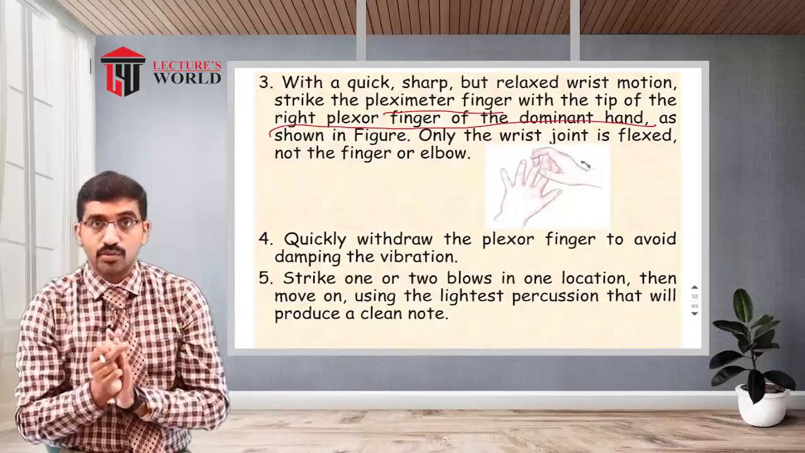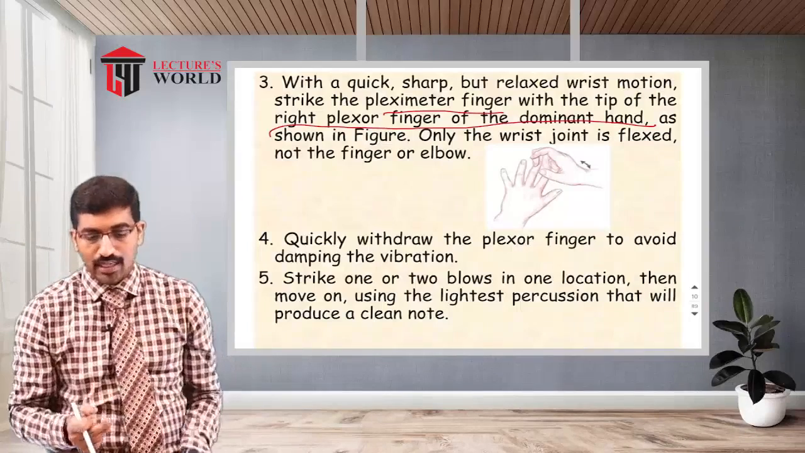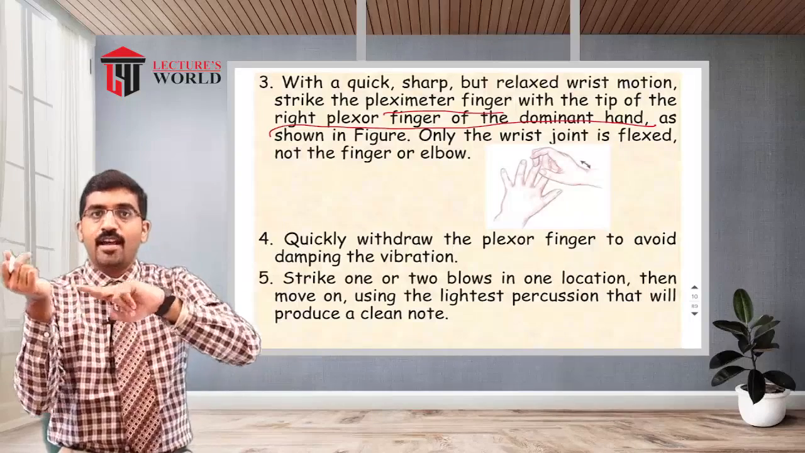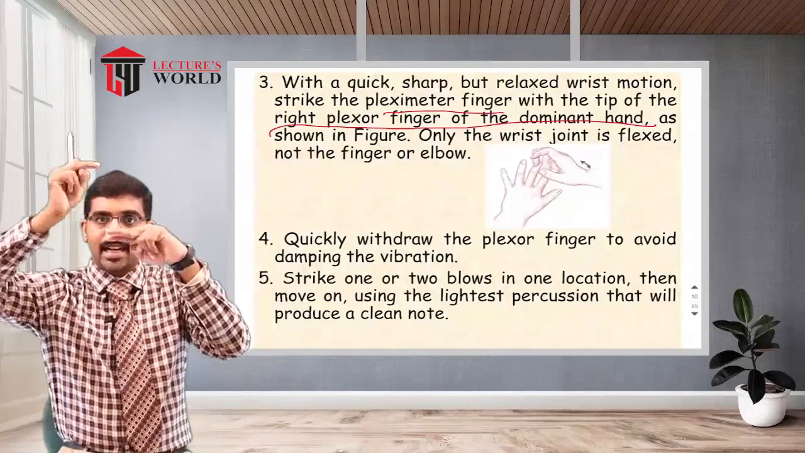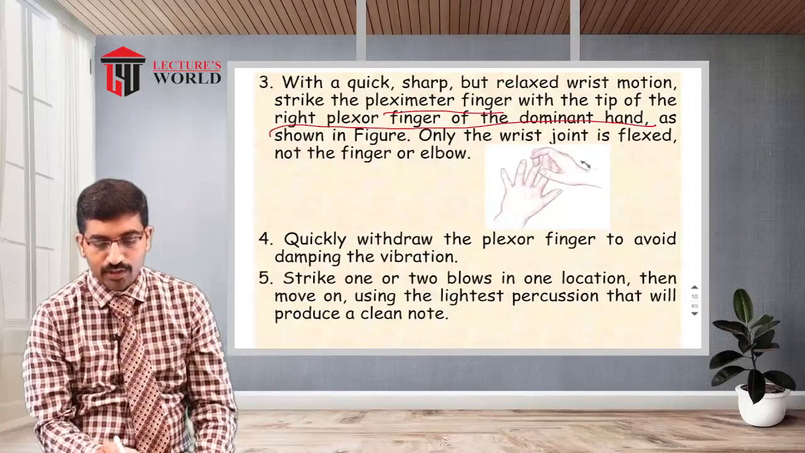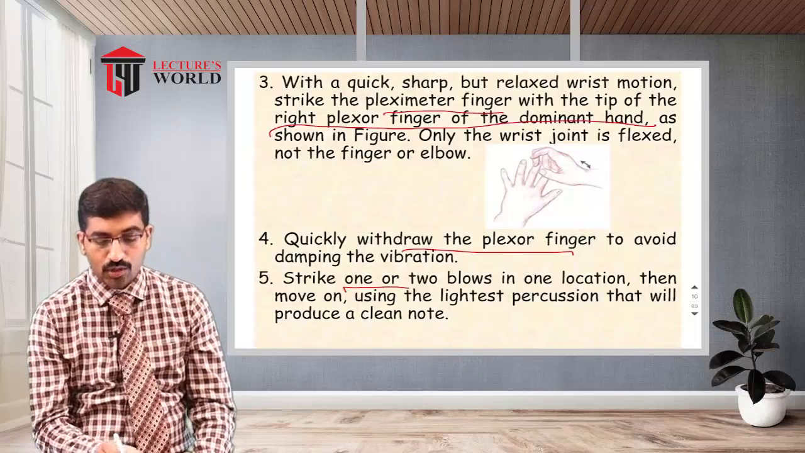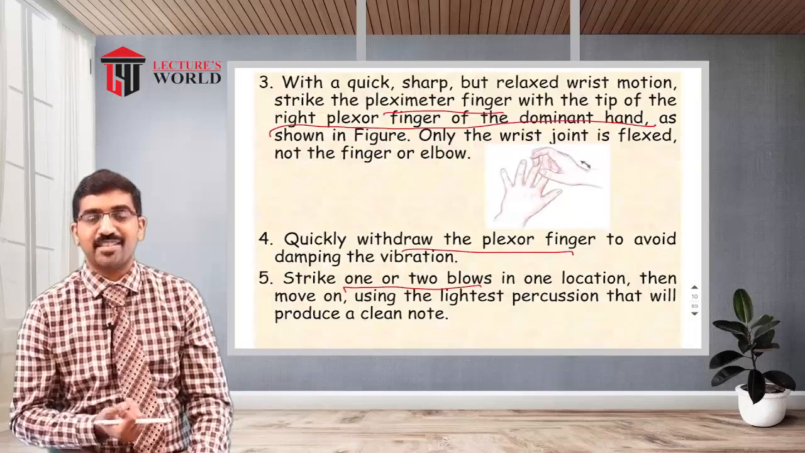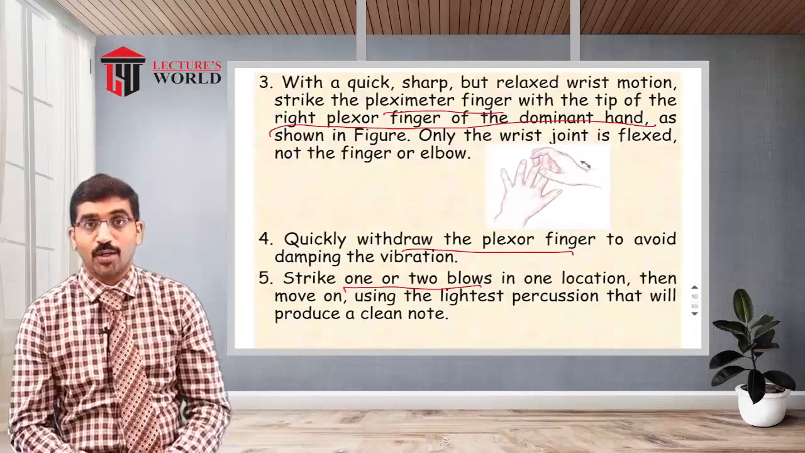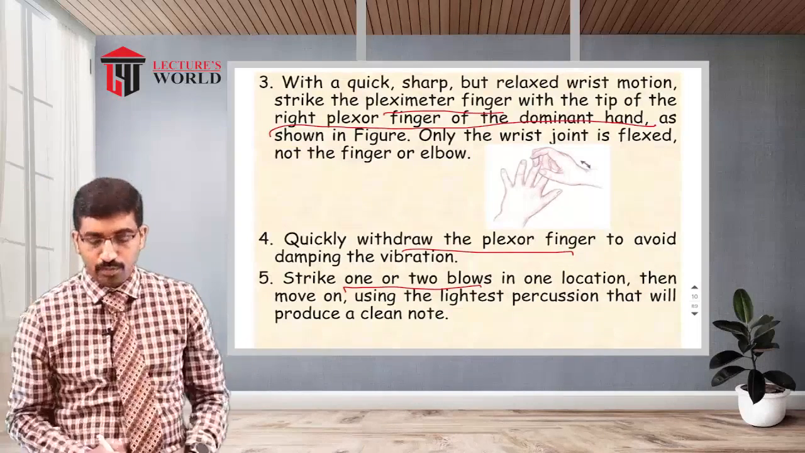Some areas we can do, but for most of the body parts we have to use both hands, non-dominant as well as dominant. So the non-dominant hand places that finger and the dominant hand taps above that part of that finger. Then after that you have to withdraw the finger to avoid damping the vibration and strike 1 or 2 blows. Don't do it more times because it may disturb the person, and the person may also feel very awkward, an embarrassing moment, right? So you have to just do 1 or 2 blows.